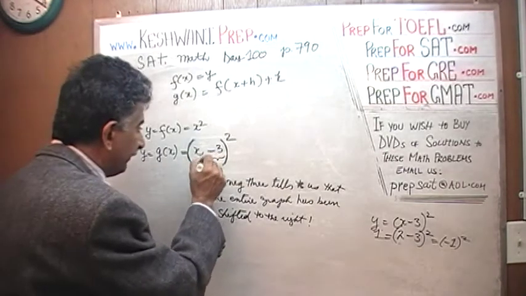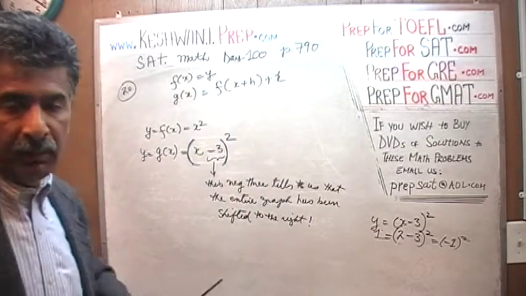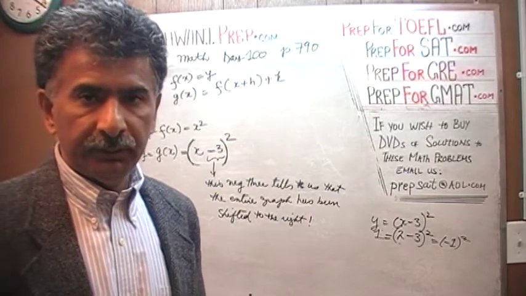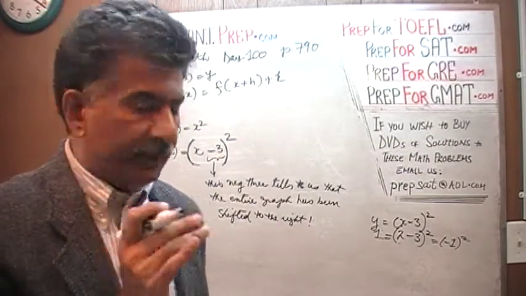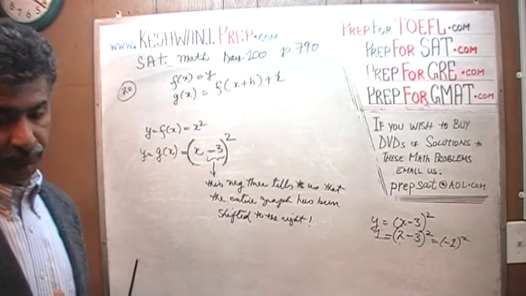Otherwise, if you were to put plus here, it'll be 0 plus 3, and x will end up being 3. Do you understand? Y is going to be 0 when this quantity in the parenthesis is 0. So it's been shifted to the right 3 units.